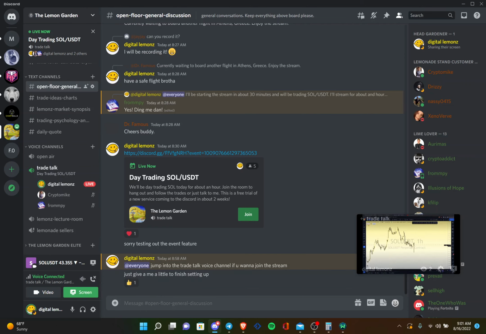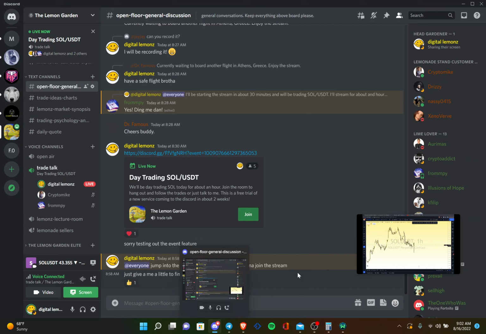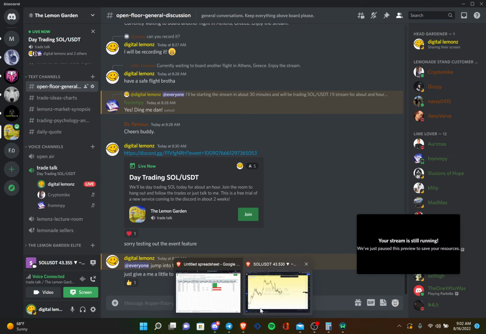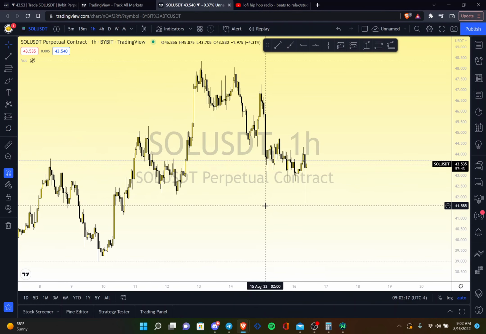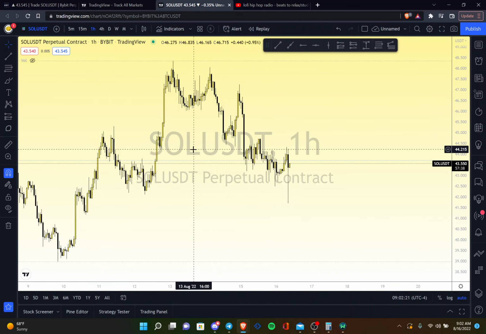Okay, so let's take a look at this SOL chart. I'm going to be focusing on SOL USDT, and anyone who's currently in the trade talk room, feel free to chime in whenever you want, but I'm going to be mainly focusing on trading SOL. First, let's start with how I'm going to set this up. As you can see, this is a completely naked chart of SOL USDT.